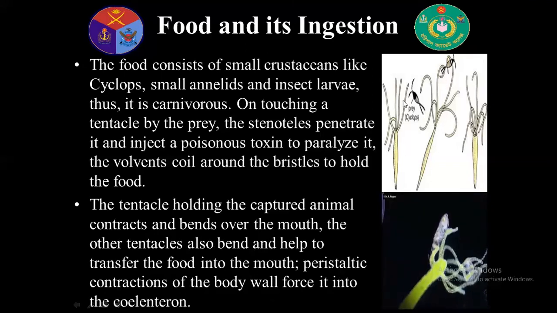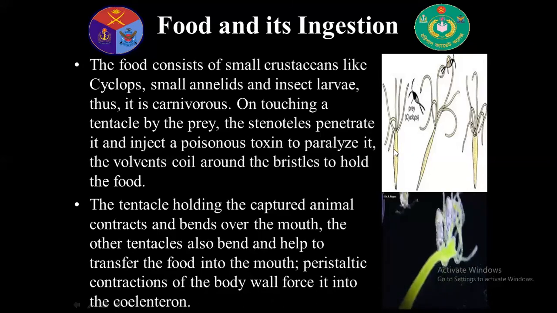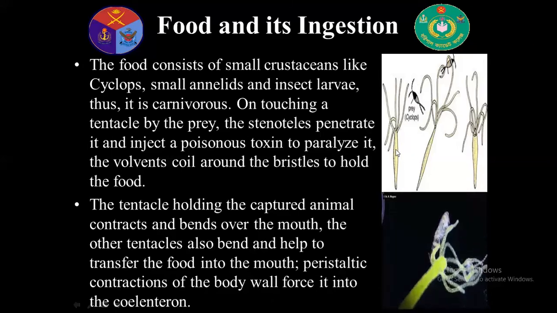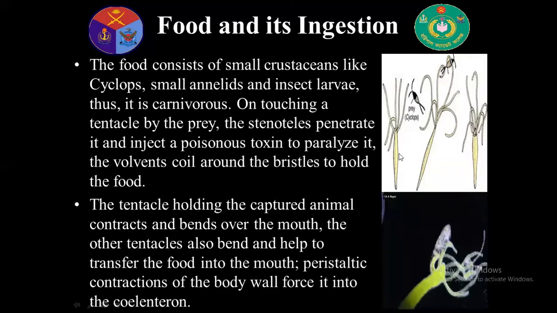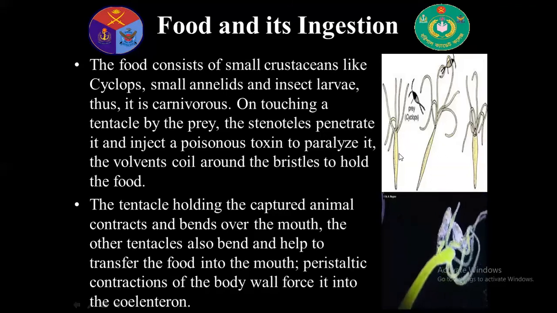So at first tentacles capture this food, then it is inserted into the body, where there is a hollow cavity whose name is coelenteron. With the contraction and expansion of the coelenteron, the food is digested here. So the coelenteron helps the digestion of this food.